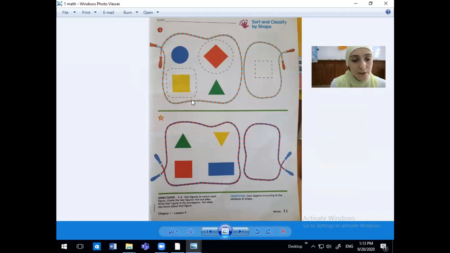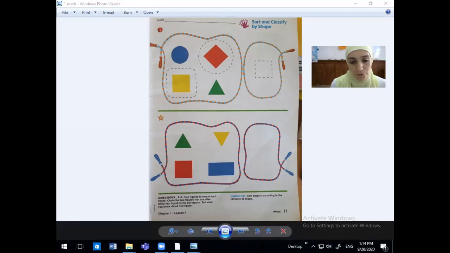And in the first sheet, the first task is use figures to match each figure. Circle the two figures that are alike. So here the task is already filled in for you to show you how to make it. So here we have two figures that are alike.